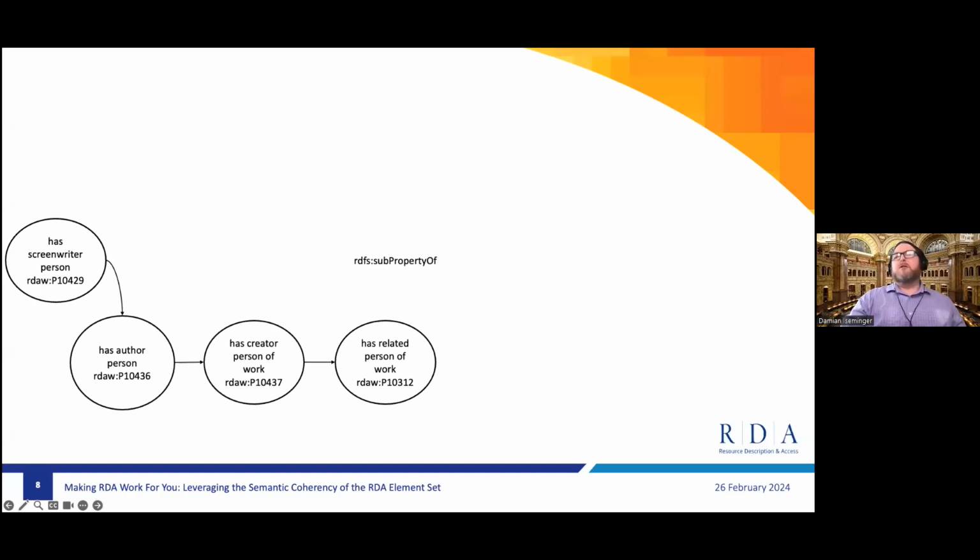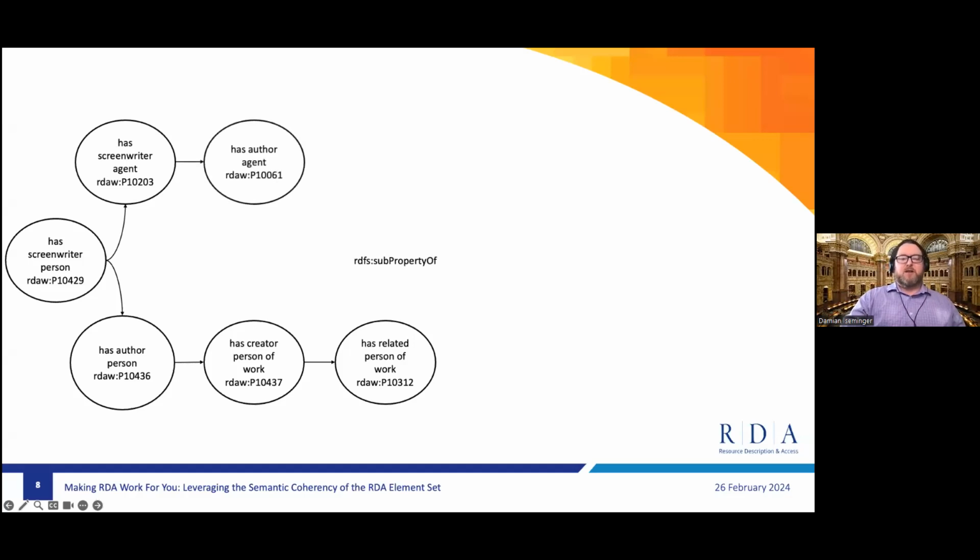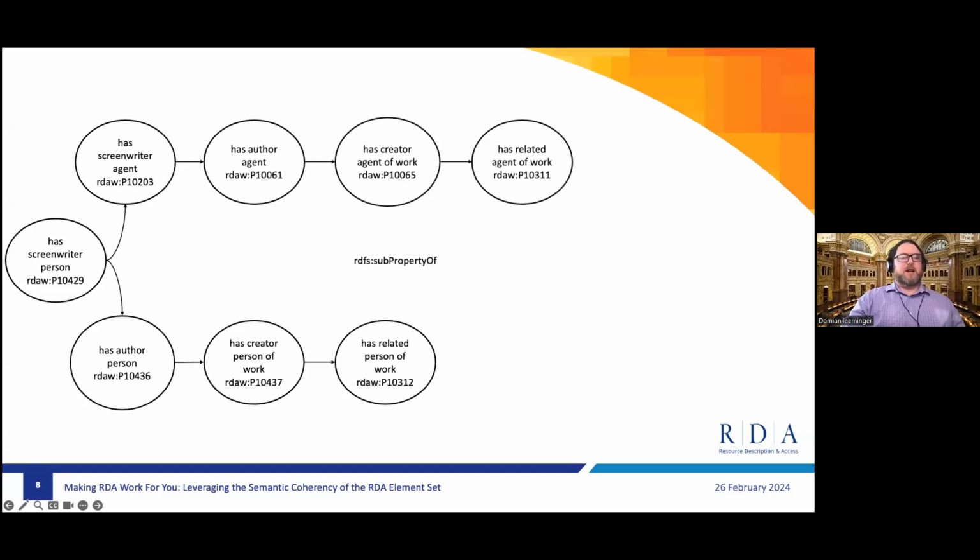But a person is also an agent, if you recall. So has screenwriter person is also in a polyhierarchical relationship with has screenwriter agent, has author agent, has creator agent of work, and has related agent of work. And because of the polyhierarchical nature, we can also say that has author person is a subproperty of has author agent, has creator person of work is a subproperty of has creator agent of work, and has related person of work is a subproperty of has related agent of work.